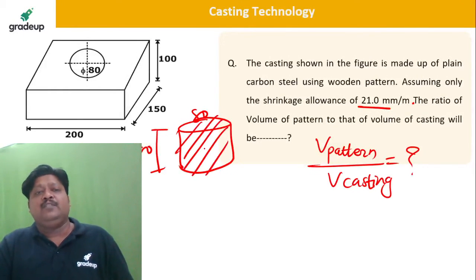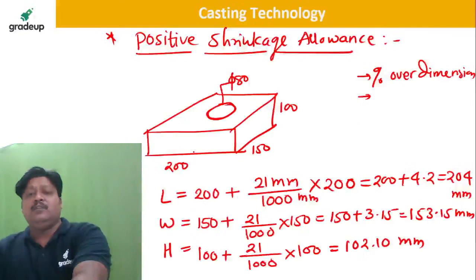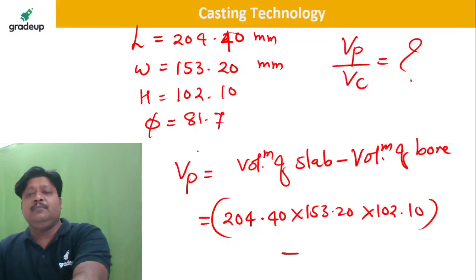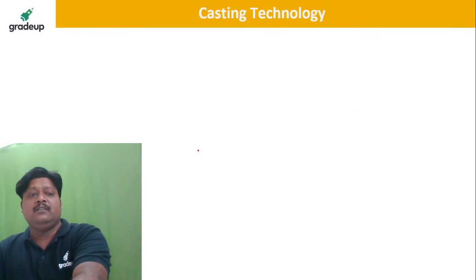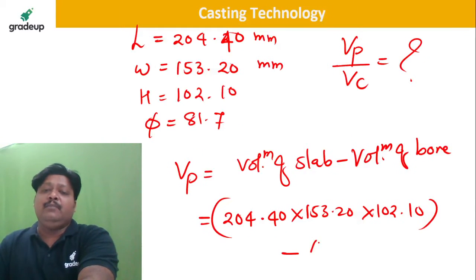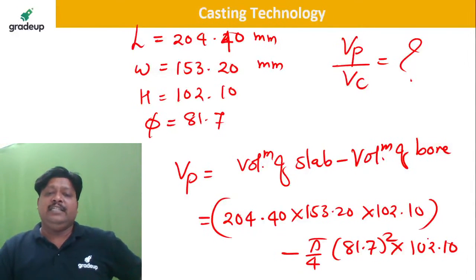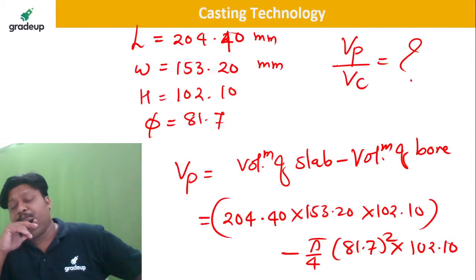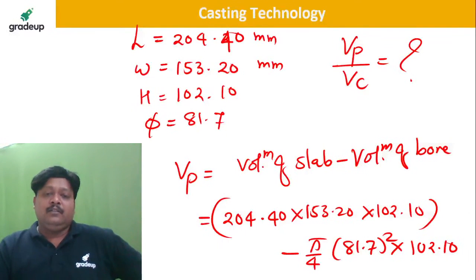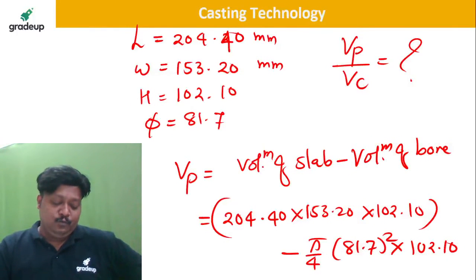So this we have to minus from the slab, you will get the net volume, isn't it? Yes, tell me the answer. So minus pi by 4, what is the diameter? New diameter will be 81.7 whole square into new height, which will be how much? 102.10. Tell me what is the net volume we are getting, the volume of the pattern? That is 204.40 into 153.20 into 102.10.